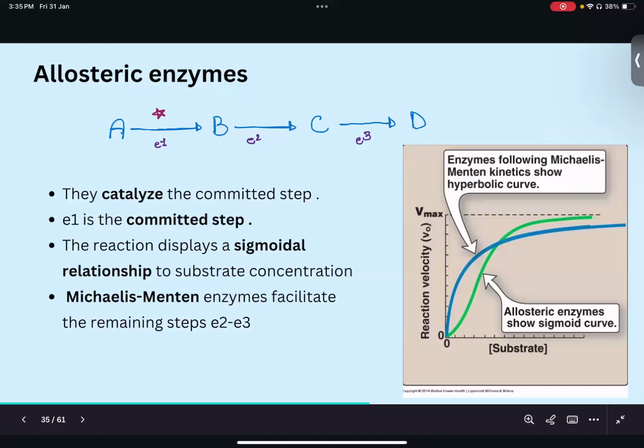The reaction for the allosteric enzyme will display a sigmoidal relationship to substrate concentration on the graph. Unlike this hyperbolic graph that I told you about for the Michaelis-Menten enzymes, this is the sigmoidal curve for the allosteric enzymes. So the committed step is catalyzed by an allosteric enzyme, while the other steps are catalyzed by Michaelis-Menten enzymes.